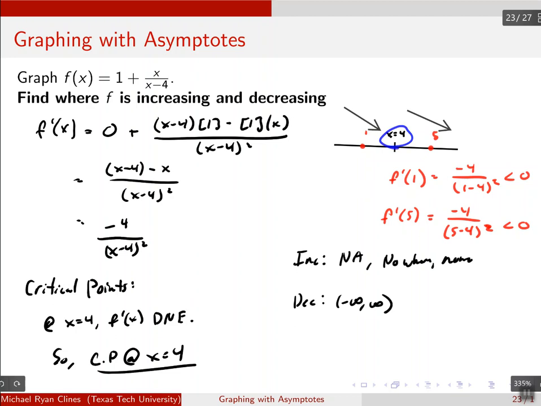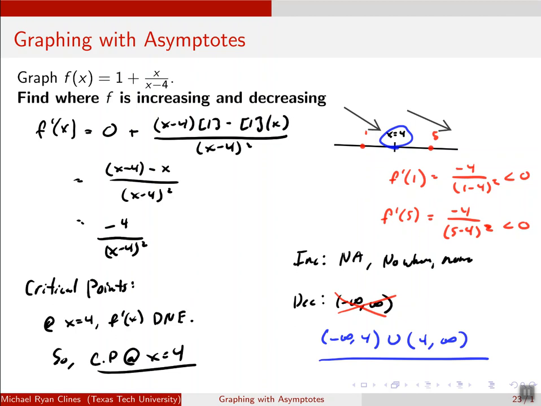That's why x is equal to 4. At x is equal to 4, the derivative does not exist, so it does not have a sign there. So we're not decreasing on negative infinity to infinity. What we're actually doing is decreasing on the interval negative infinity to 4, non-inclusive, union 4 not inclusive to infinity. That is where we are actually decreasing.